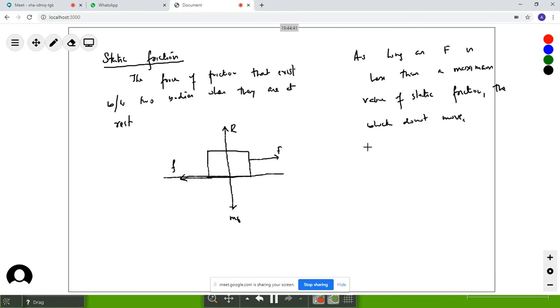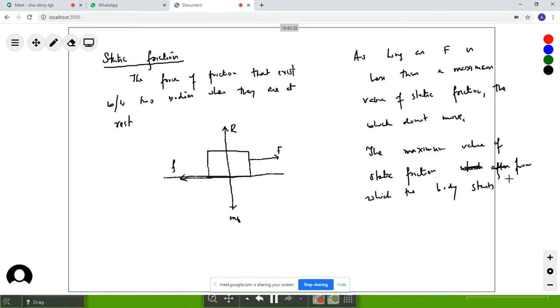How will you define limiting friction then? The maximum value of static friction which comes into play, the maximum value of static friction from which the body starts to slide, that is comes into motion, is called limiting friction.